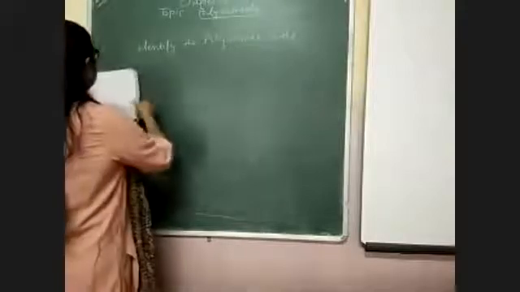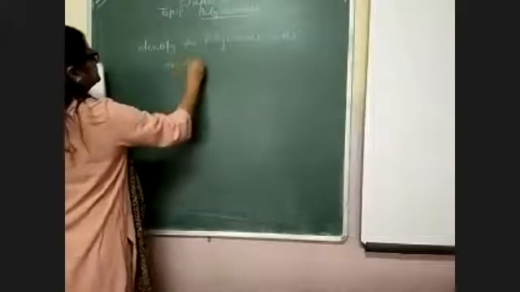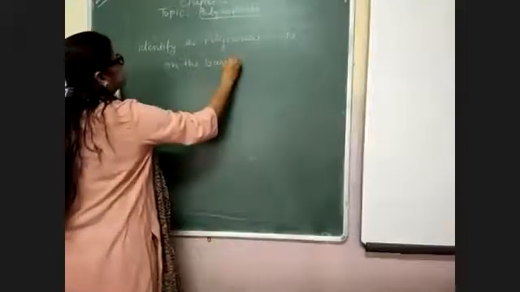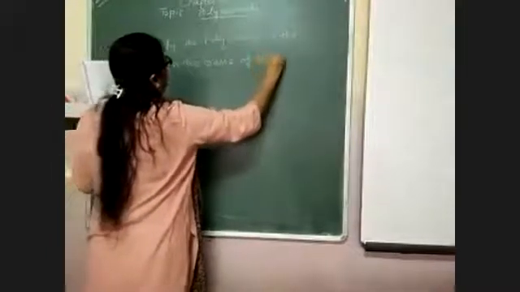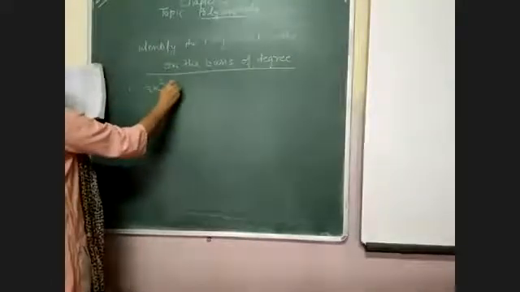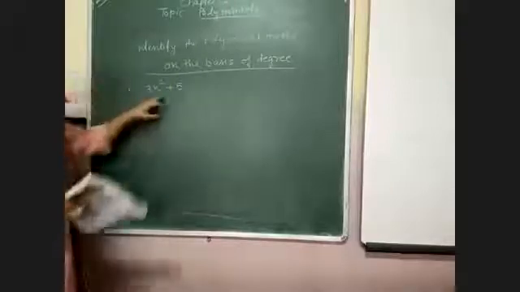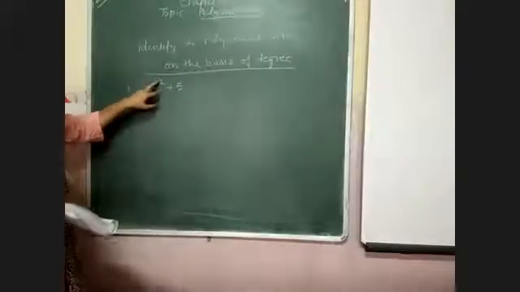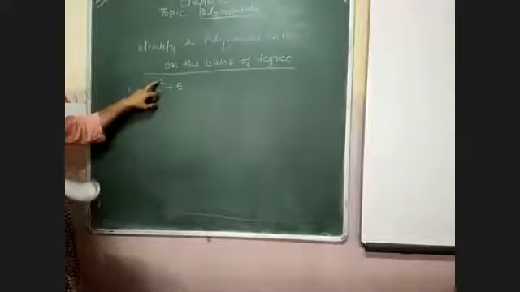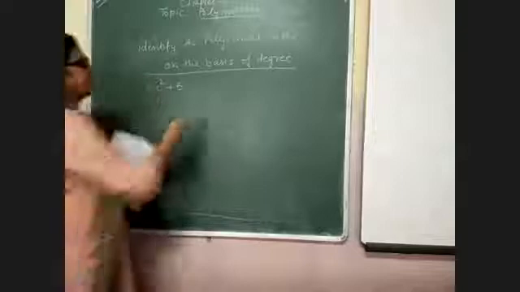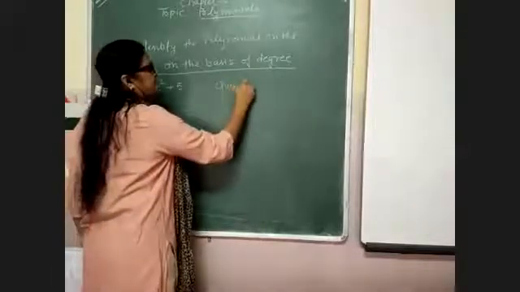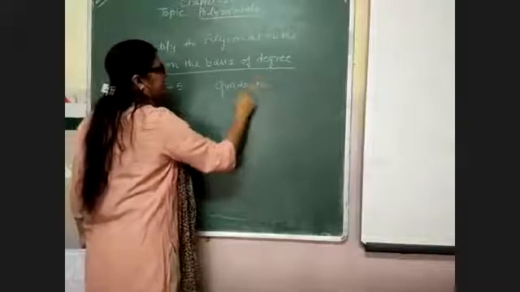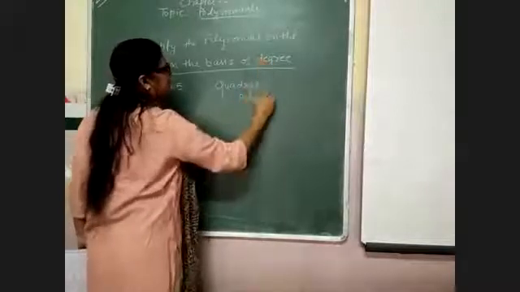Now the next example is: identify the polynomial on the basis of degree. Number one question is 3x^2 + 5. The power given is 2, the highest power is 2, so you can call it a quadratic polynomial. On the basis of degree, you have to see the highest power.